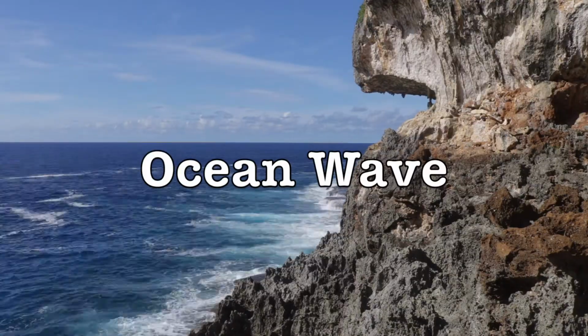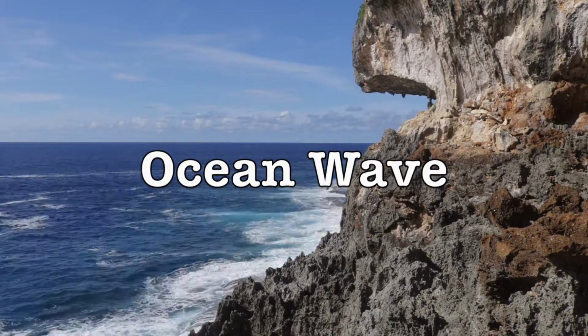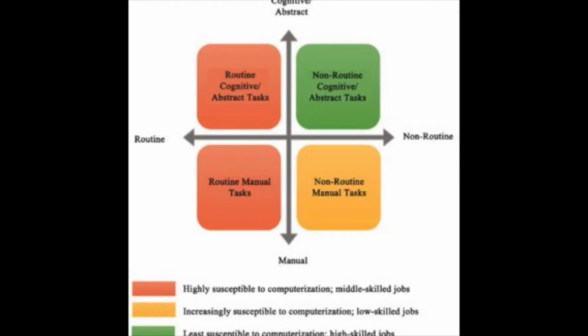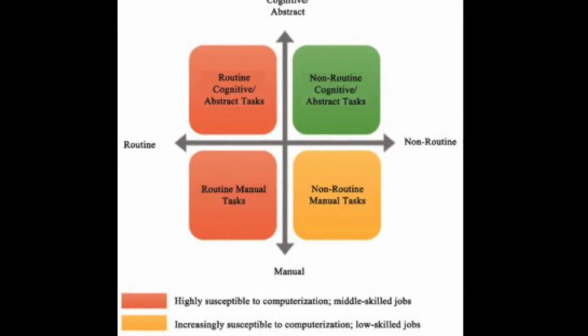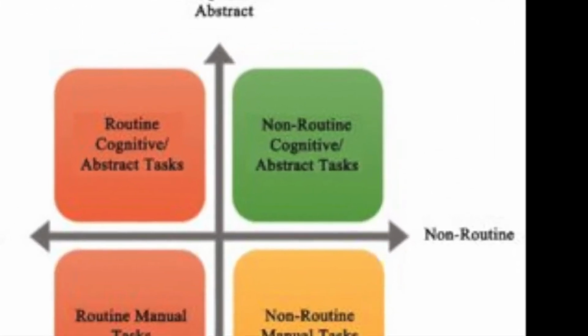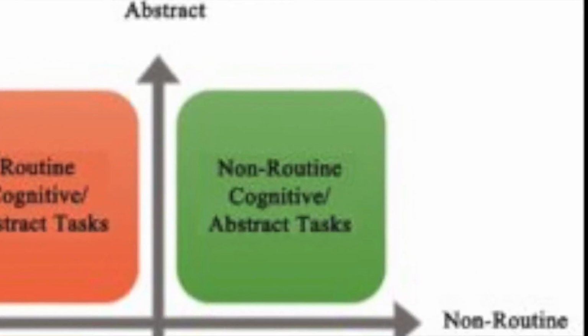So what's the ocean wave? What is the storm that is happening that's causing a difficulty, especially in the field of adult education? As a result, some occupations will decline and others will grow. Check out this little chart here. I really loved this graphic that one of my classmates found. And you can see in the top right quadrant, the ones using unique mind and motor skills, they're safe from artificial intelligence.